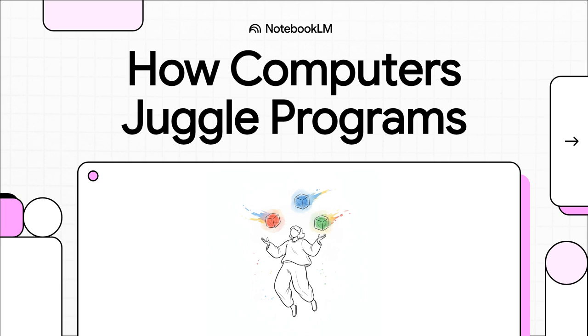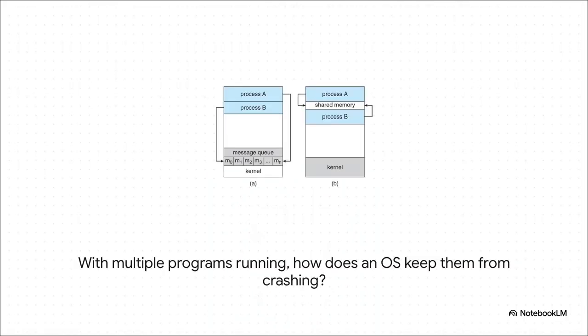Today, we're going to pull back the curtain on this invisible process that keeps our entire digital world from crashing down into total chaos. So take a look at this. We've got two programs here, Process A and Process B. Both of them need to live inside your computer's memory to run. Now, they each need their own space to work. But here's the catch. The total amount of memory is limited.